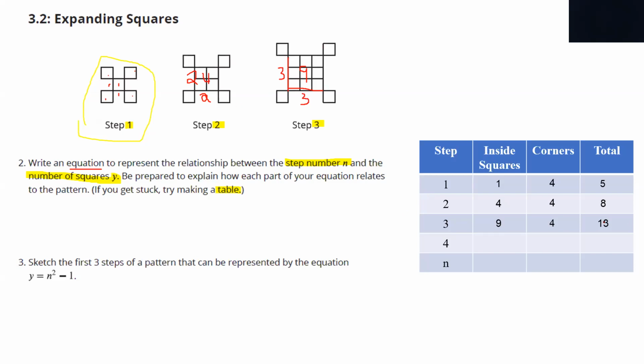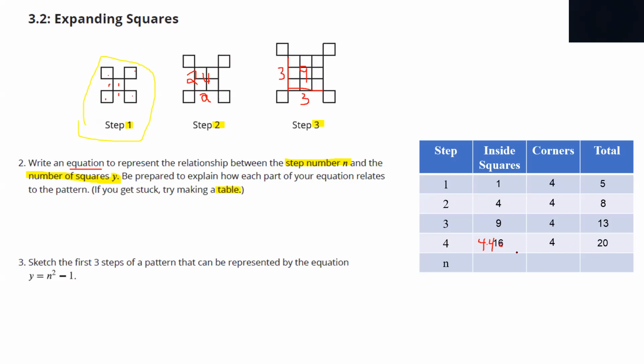So by looking at the pattern, we know that inside of step 4, we're going to have 4 columns and 4 rows, which gives us a total of 16 inside squares. And following the pattern, we have always a total of 4 corners. So if we have 16 inside squares and 4 corners, we have a total of 20 squares.